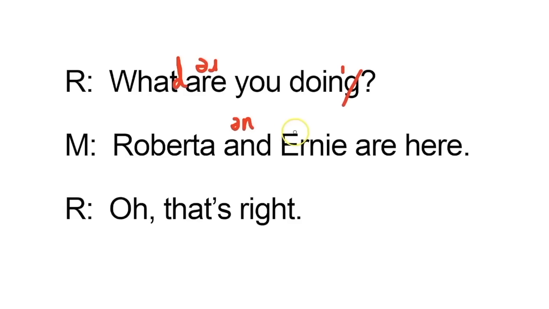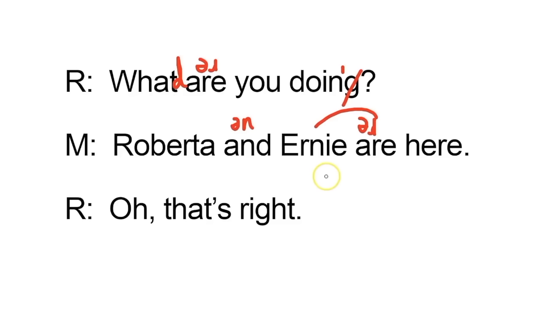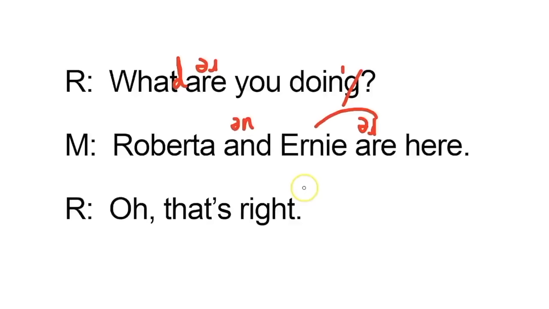Again, R. Reduced to the schwa R sound, earnier. Roberta and Ernie are here. Oh, that's right. How is the T pronounced in right? That's right. It was a stop T. So we make a stop T unreleased when the next sound is a consonant or at the end of a sentence or thought. Oh, that's right. That's right.